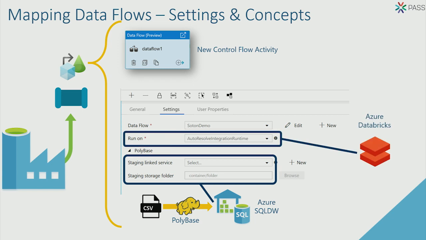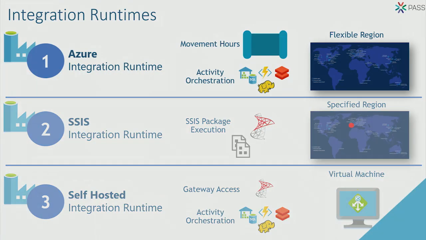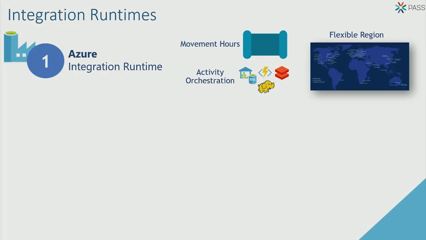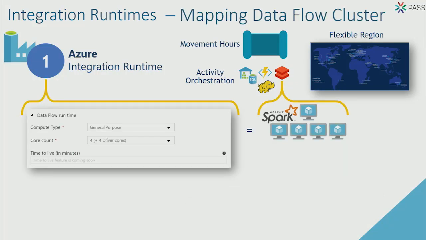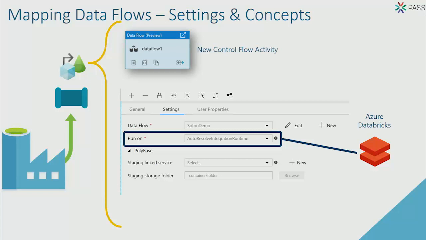We then also have this option that says run on, and this is where we define our Databricks cluster. But you remember when I said that we have these 3 integration runtimes within our data factory? It's that first one, our Azure integration runtime, that references our Databricks cluster. And when you go and configure that, you can say for that Azure integration runtime, I want a cluster of a particular type, a particular size. This is where you define it. So just bear that in mind within the settings of the activity. That's what it is running on.